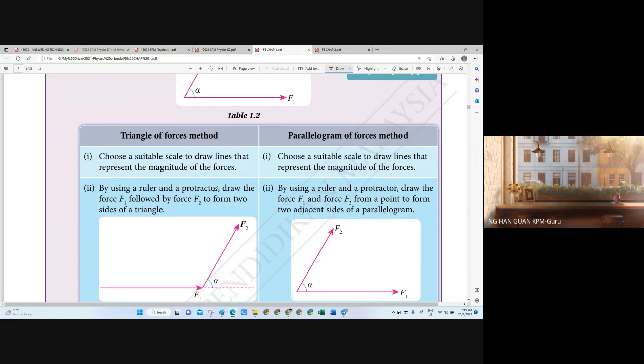Okay, the triangle of forces method can be applied to find the resultant force for any number of forces acting. More than two, okay, up to 5, 6, 7, 8, also no problem. We can use the triangle of forces method to find the resultant force.